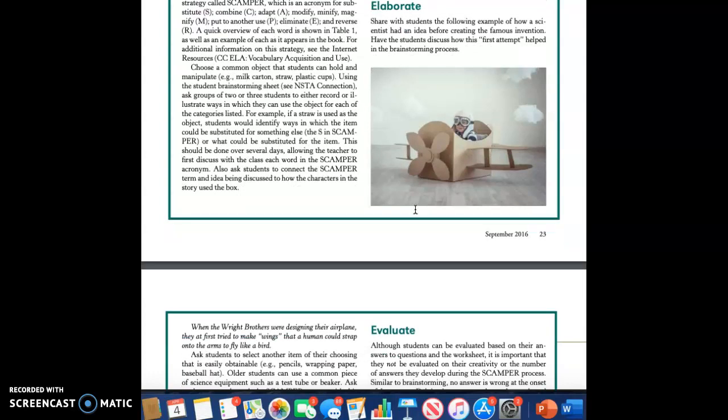So for the elaborate portion, students will be able to hear about the Wright brothers and how they went about creating and brainstorming their ideas before they got to the actual design. Then students will select another object and again go through the whole Scamper process with the same group of two to three that they had before. Students in the group will be asking each other how they could improve the ideas they have come up with. So what could they do differently? How could they tweak it, etc.